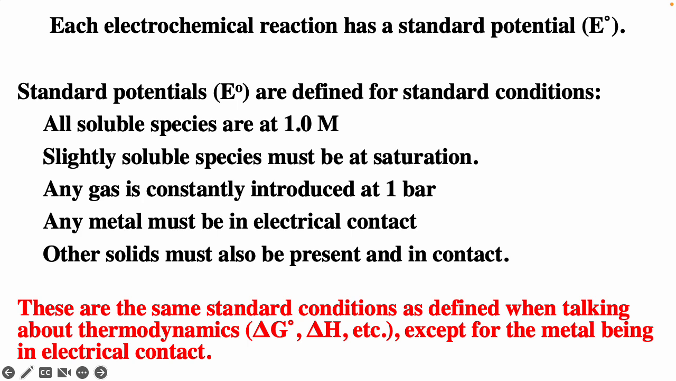For electrochemical reactions, we can typically define a standard potential. Standard potentials are defined under standard conditions, which means all soluble species are at 1 mole per liter. Slightly soluble species must be at saturation. Any gas is constantly introduced at 1 bar. Any metal must be in electrical contact. Other solids must also be present and in contact. These are the same standard conditions as defined when talking about thermodynamics, when we talked about delta G naught standard, delta H standard, except for the metal being in electrical contact.